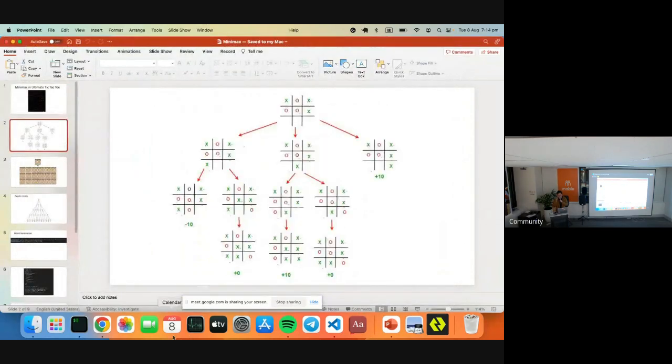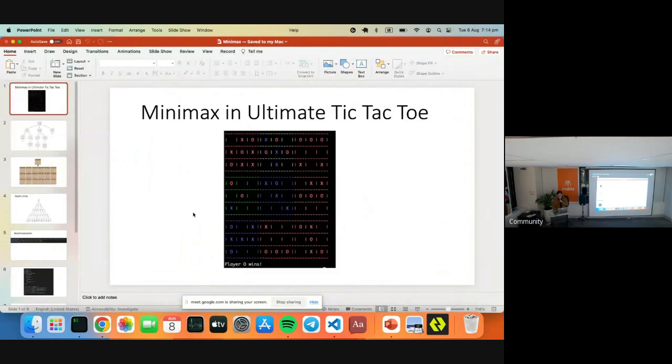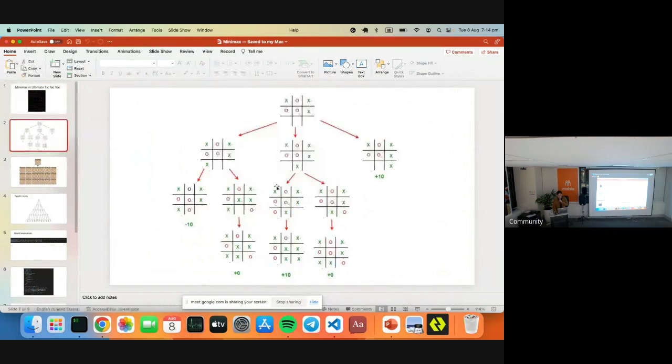So for a very simple game, you can just explore all the moves to the bottom, and then you will find out whether you will win the game or lose the game or draw. And here, for X, he will have 3 possible moves to make. So one is here, another one is here, another one here.